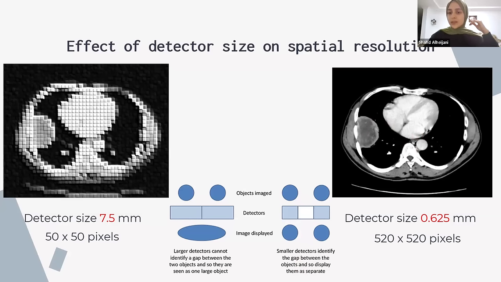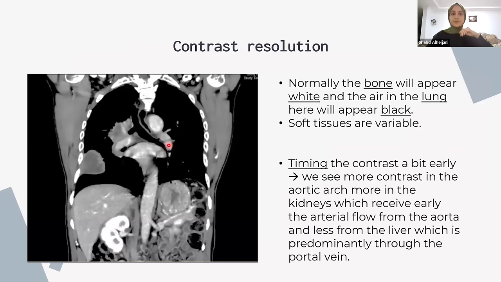So for example, in the CT, you can see this is the aorta. Here you have the vertebral bodies. Here you have the bones. You can see the bones in white. Here you have the heart. So you can see the specific details. Meanwhile, here everything is just white and gray. You can't really tell the details.